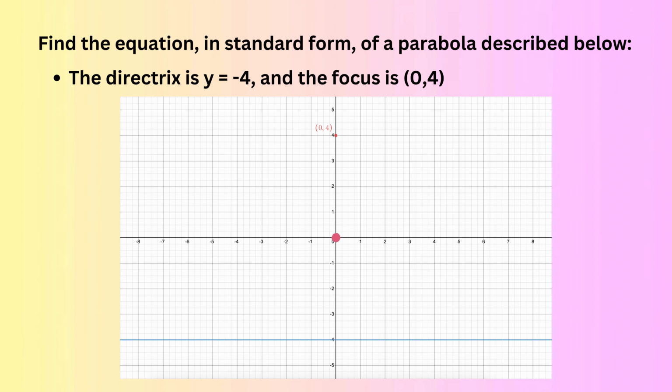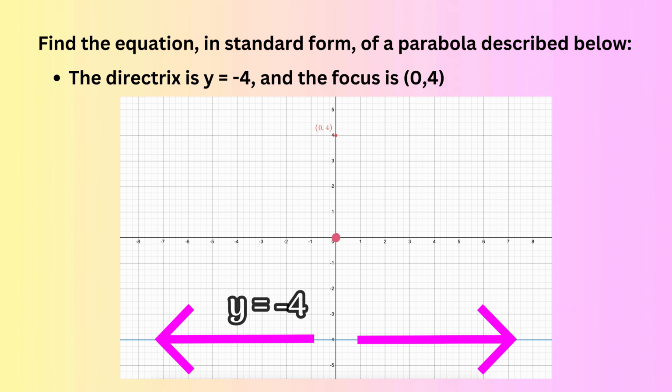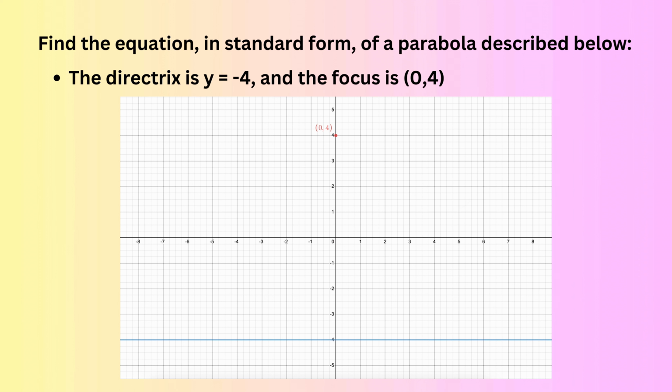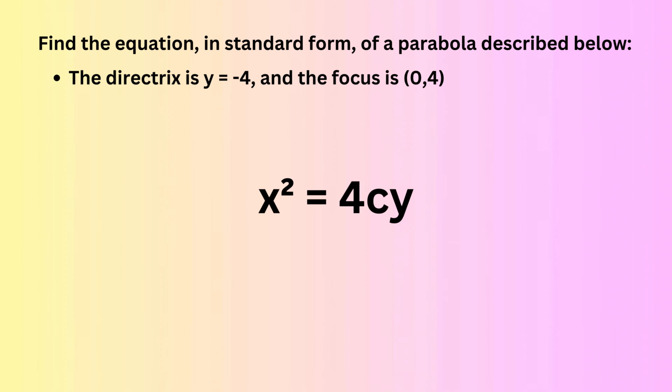To better visualize the given, we can plot them on the Cartesian plane. This is the directrix at y equals -4. The focus is at (0, 4). Vertex is found at the midpoint between the focus and the directrix. The distance between the focus and the directrix is 8, so vertex is found 4 units below the focus, or above the directrix. From the graph, we learned that the parabola is vertical, that opens upward, because the focus is above the vertex. Hence, we will use the equation x squared equals 4cy.